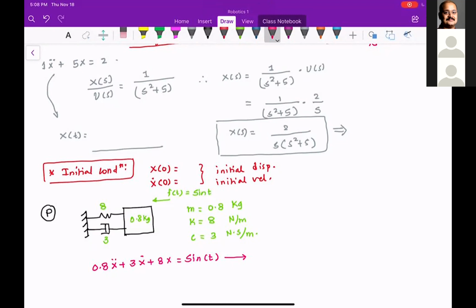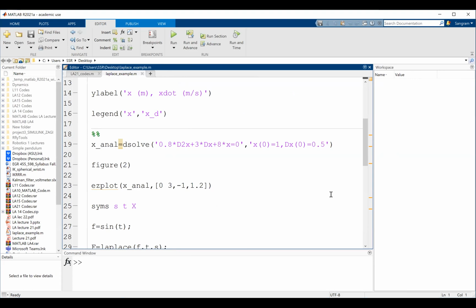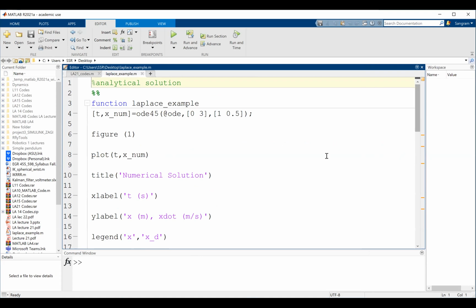So I'm going to share my Matlab screen. Now you should be seeing my script, and I will explain to you step by step what this script does. So this is the Laplace example.